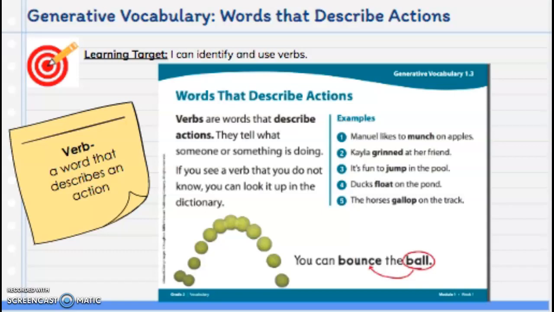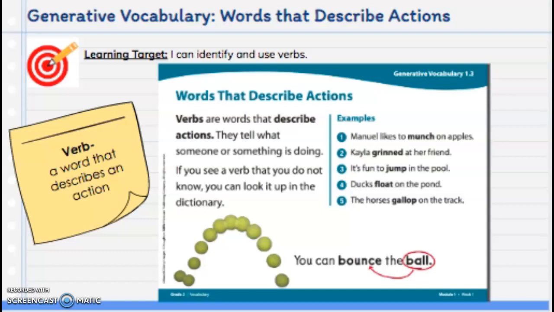We're going to focus on words that describe actions. Our learning target says, I can identify and use verbs. Verbs are words that describe actions. They tell what someone or something is doing. If you see a verb that you do not know, you can look it up in the dictionary.